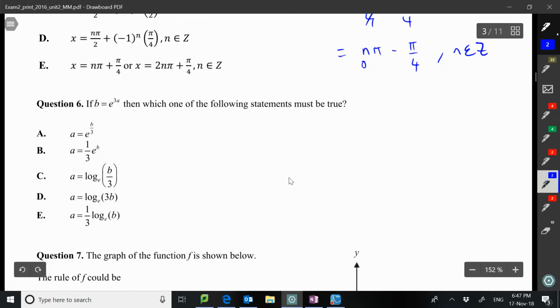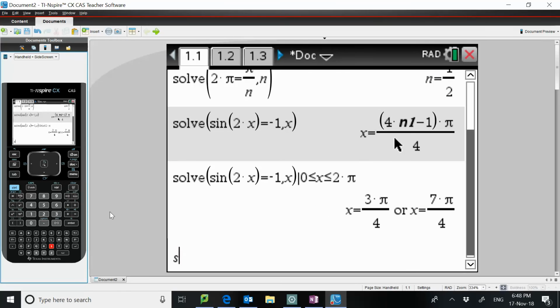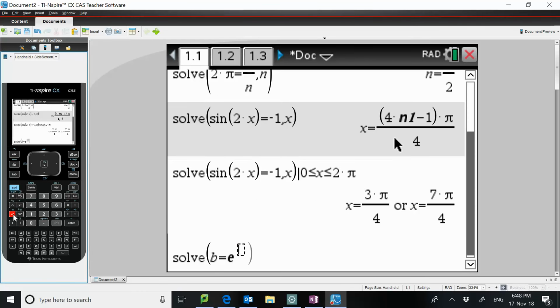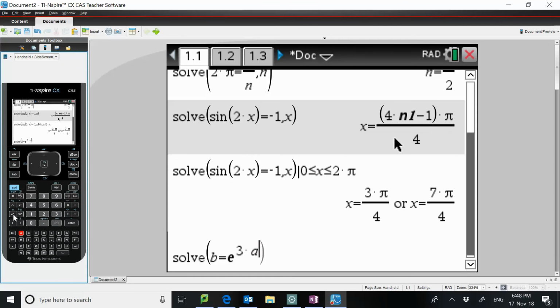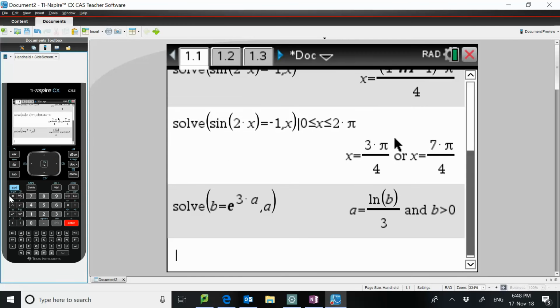Let's go to question 6. Which one of the following statements must be true? You're trying to find A, so if I were you, I'd just type it in my calculator. I'd do solve B equals e to the 3 times A, and then solve that for A, comma A. Bam, there we go.